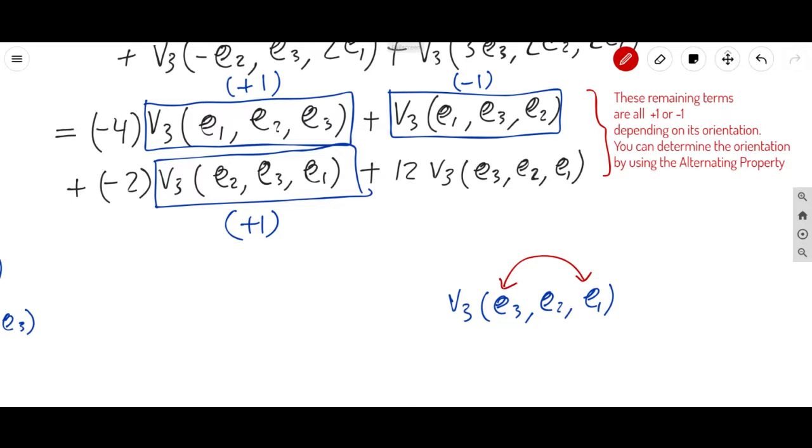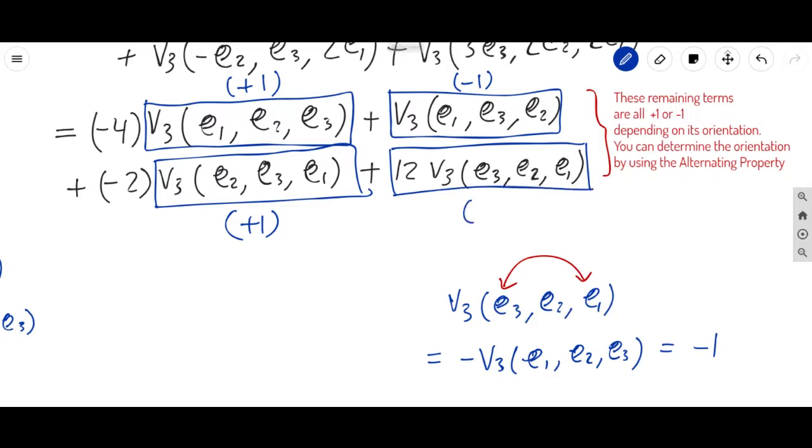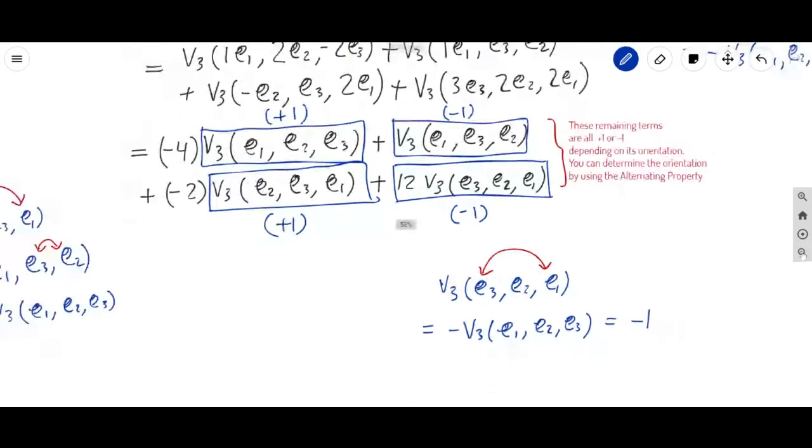The second one is in the correct position, so you only have to flip the first and third one. And if you do that, that will give you negative V3 of E1, E2, E3, and that is equal to -1. So this piece is going to be equal to -1. And with that, you can now solve the problem.